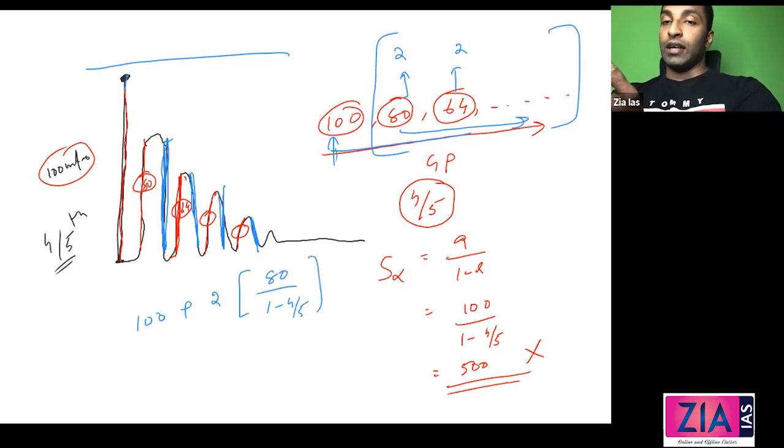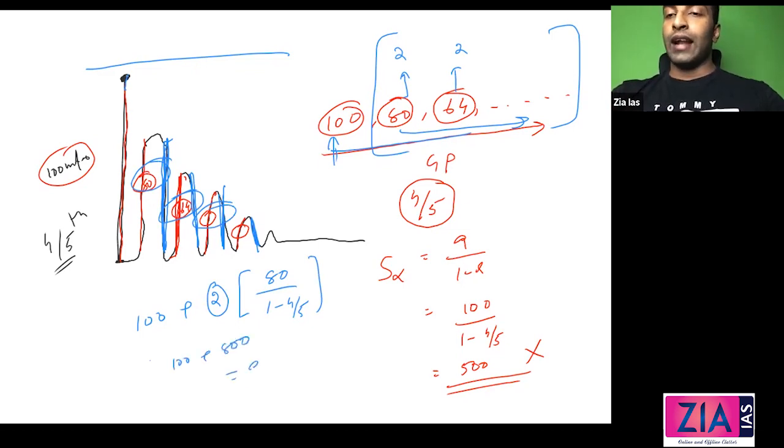I hope you got the logic. So 100 I'm keeping separate, 2 I'm keeping it. Okay, why multiplied by 2? Because rising, falling, rising, falling. So I need to get 2. 2 times 80 is there, 2 times 64 is there, 2 times this is there, right? So 80 into 5, this 1 minus 4 by 5, that is 1 by 5. So 80 into 5, that is 400. 400 into 2, 800. So 100 plus 800, this is 900.